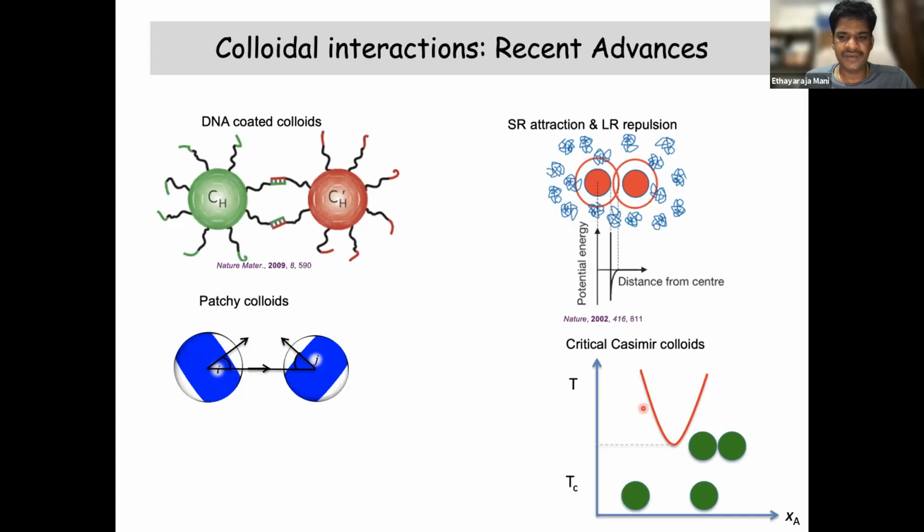And there are other fancy things called critical Casimir colloids, which are slightly difficult to control because here we often have a binary mixture of liquids. When you disperse particles in a binary mixture and then you play with your temperature, you could make them attract or repel, which is very tunable.